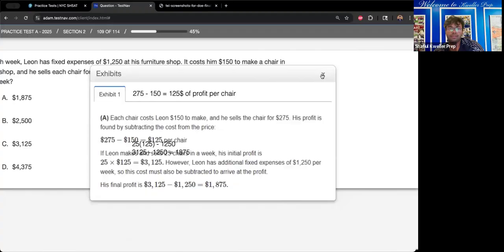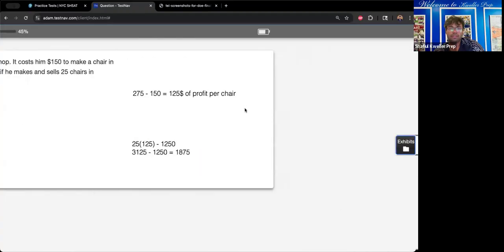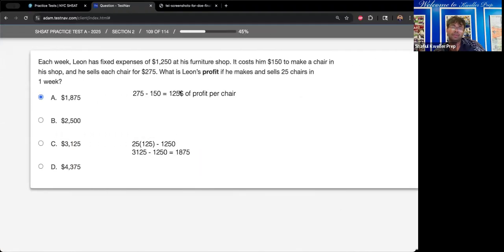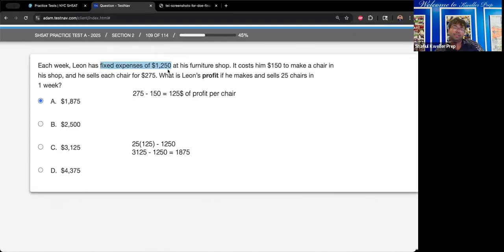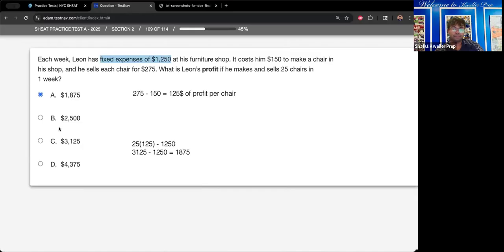Okay, yeah. So here again, the idea is you look at how much profit he's making for each chair. He's selling 25 chairs, so 25 times the profit minus the fixed expenses. We have to include the fixed expenses in his total profit. So yeah, that's why they included this detail so that we include it there. Let's go to the next one.